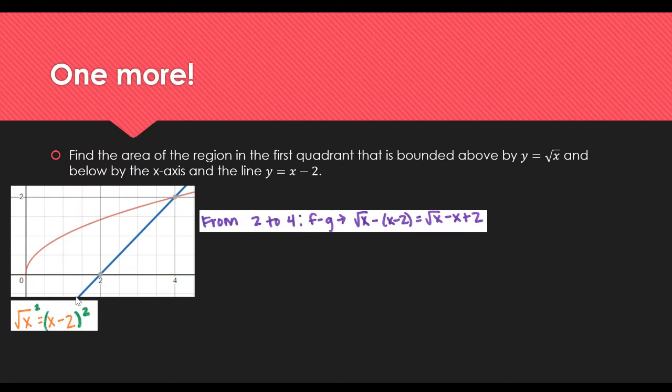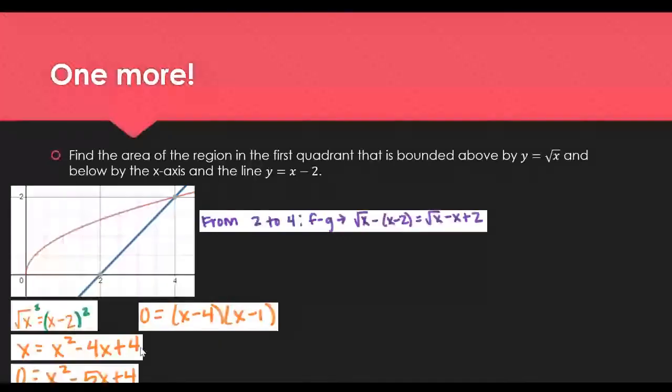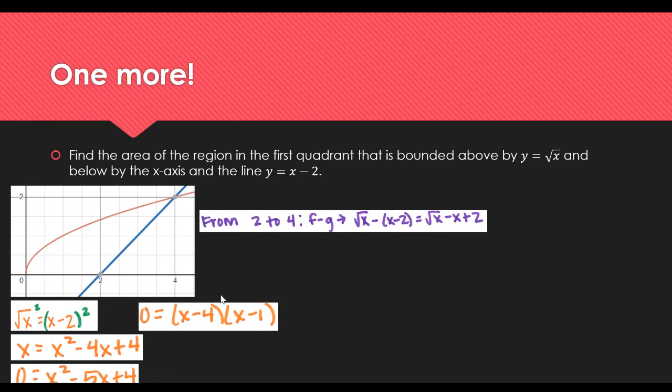So I need to make sure that I know the bounds. I'm going to set square root of x equal to x minus 2. I want to solve for x, so I'm going to square both sides. That gives me x equals, we've got to FOIL that out, x squared minus 4x plus 4. Subtract that x over. Factors of 4 that make -5 would be -4 and -1. Set those equal to 0. We get 4 and 1.